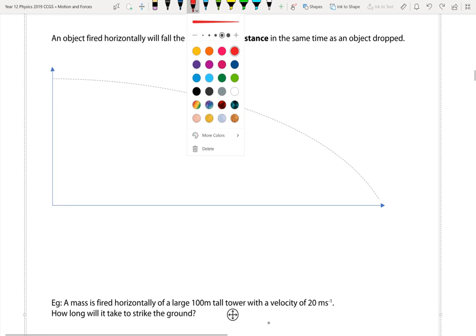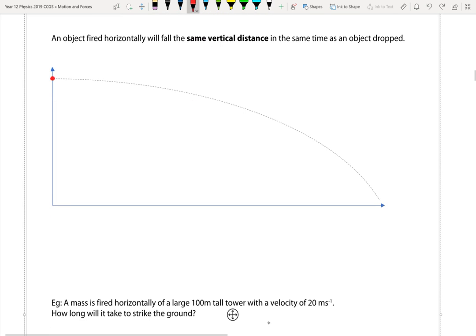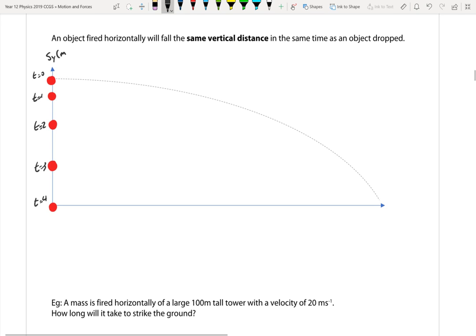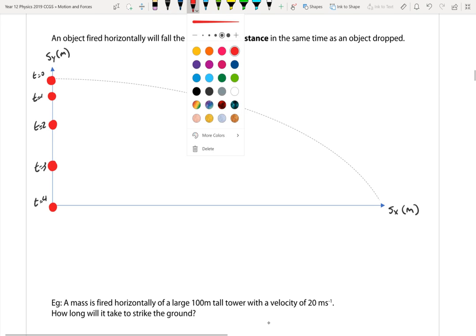So this is a bit tricky to draw, but if you draw an object every second, obviously the distance that it's falling gets larger and larger. So, t equals 0, t equals 1, t equals 2, t equals 3, t equals 4. This again is still a SY. Now, do we want time? No, let's go SX in meters. So often there's some lovely questions that pop up that say an object falls.